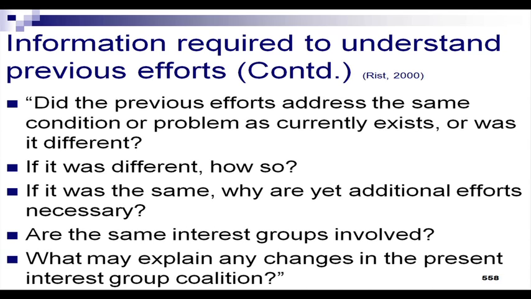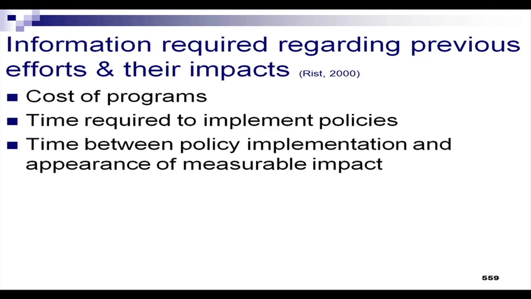Are the same interest groups involved? What may explain any changes in the present interest group coalition? So what is required? If we are going to repeat what was done earlier, then why should we have a new policy for it? So all that is required. So why do we need to put in additional efforts? Let's just have a status quo and keep the same types of resources. If it has been working, great. Why do we need additional input? So all of that has to be laid down very clearly.